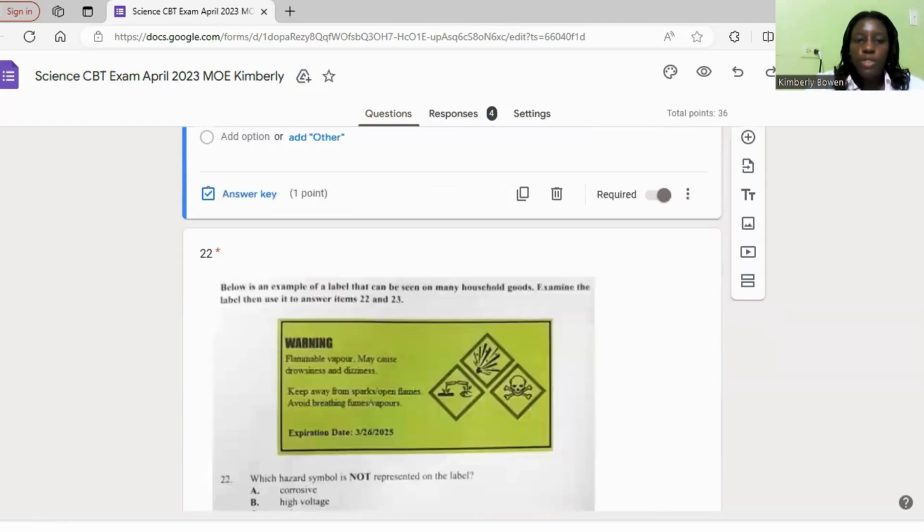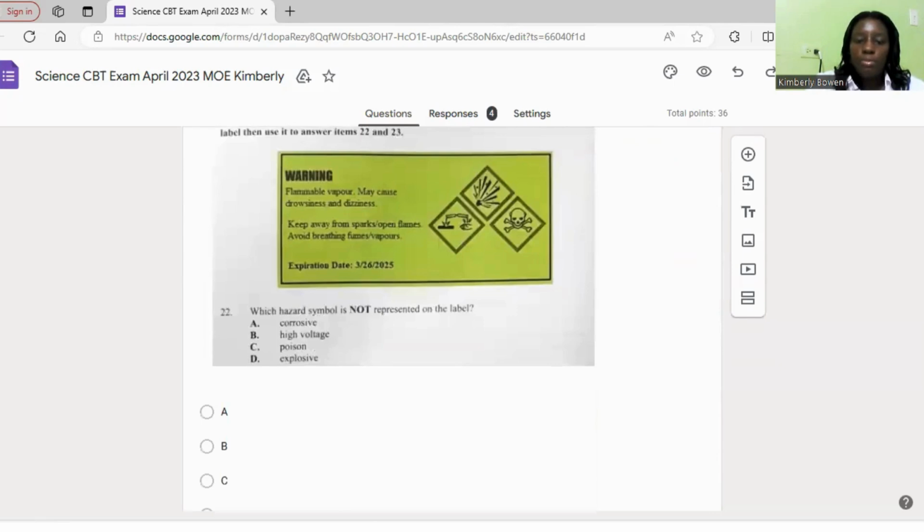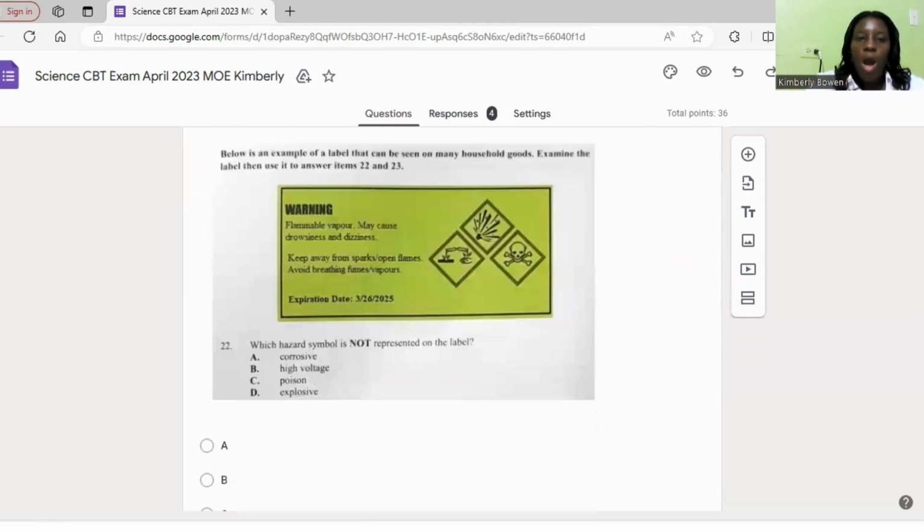Let's move on to number 22. Below is an example of a label that can be seen on many household goods. Examine the label, then use it to answer items 22 and 23. So it says, which symbol is not represented on the label?